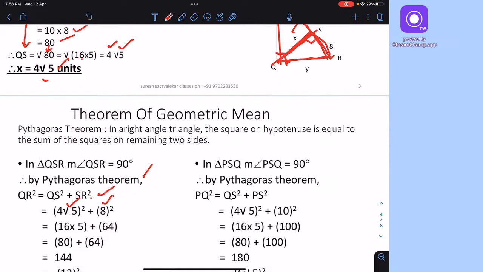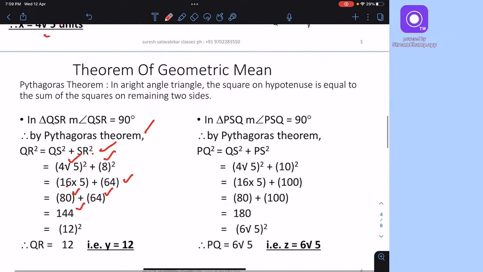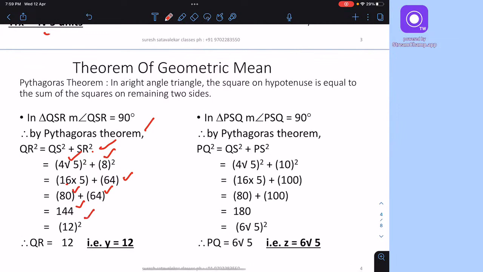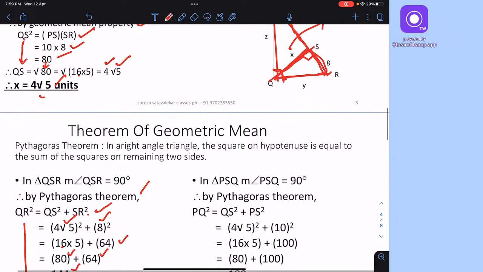So 4 square is 16, root 5 square is 5, plus 8 square is 64. 16 into 5 is 80 plus 64. That comes out to be 144. That is the square of 12. So QR square is 12 square, and therefore taking square root, QR is equal to 12. That means Y is equal to 12. QR means Y. So this Y comes out to be equal to 12. This we did by using Pythagoras theorem.